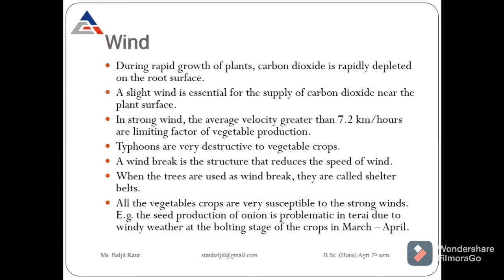Examples are there, like at the time of seed production of onion, it is very problematic due to windy weather at the bolting stage in the month of March and April. So in every crop at the time of seed production, if the winds prevail, seed will shatter down, and the seed yield will be very less. At the time of flowering, if winds prevail, flowers will shed off, they will not convert into the fruits and the yield again will be very less. So winds affect the vegetable growth, vegetable development, right?